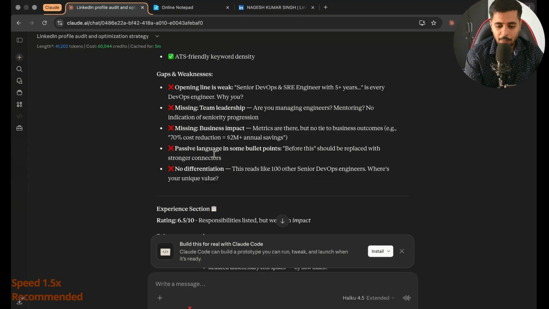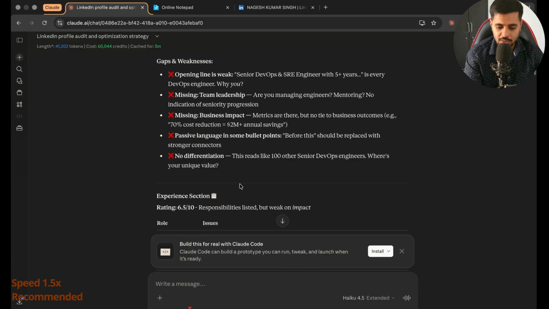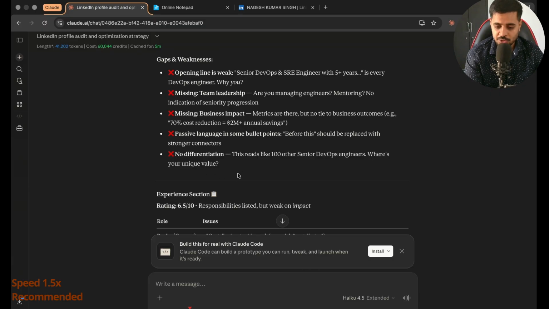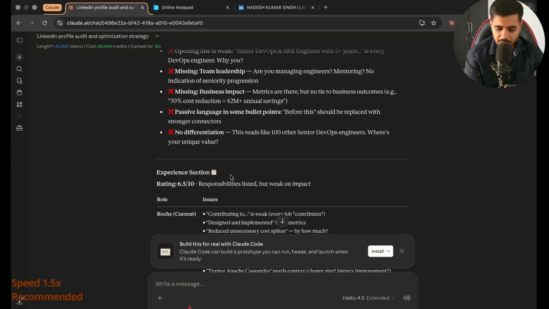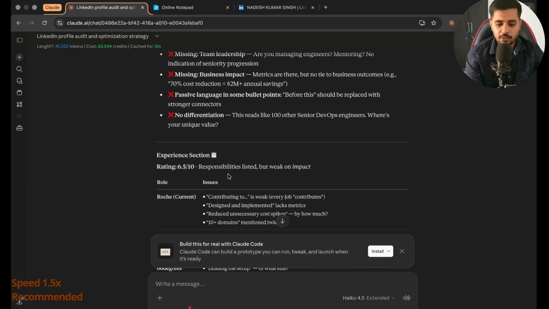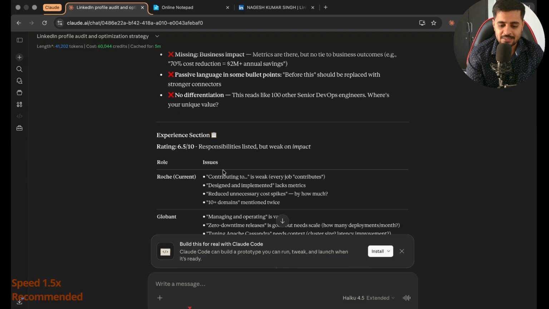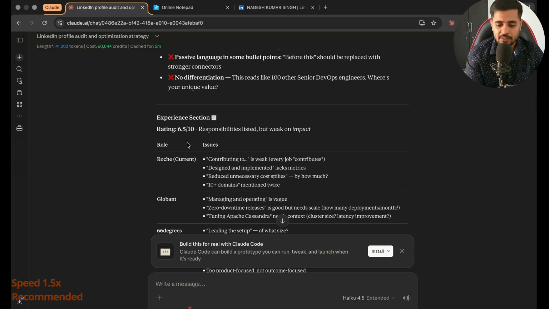Okay, passive language in some bullet points. Before this should be replaced with stronger connectors. Okay, I need to do that. No differentiation. This reads like 100 other senior DevOps engineers. Where is your unique value? Okay, that's very good. Now comes to experience section. Rating is 6.5 by 10.